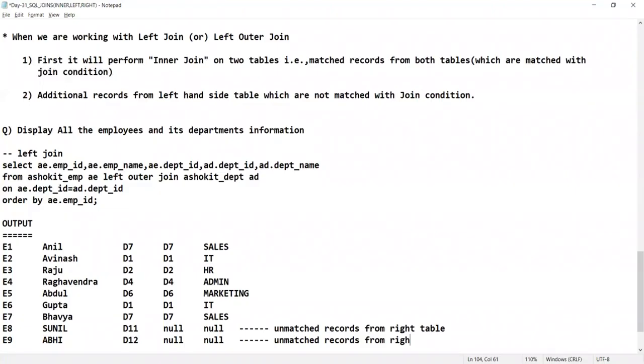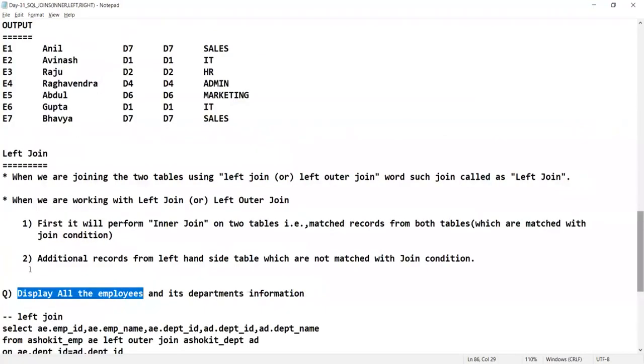Display all the employees. All the employees means Ashokit underscore what? Left join, sir. Hope you guys are clear, everyone. So when it comes to the right join, sir, same story.